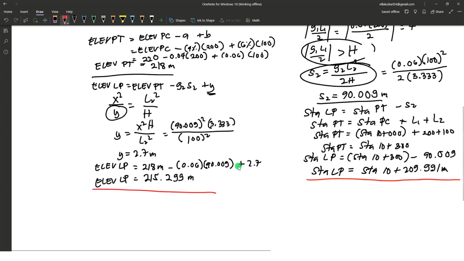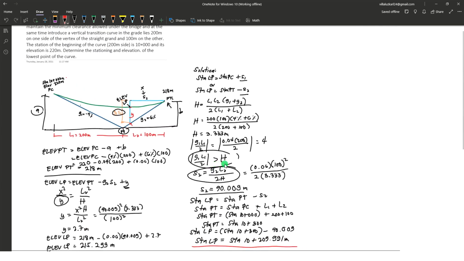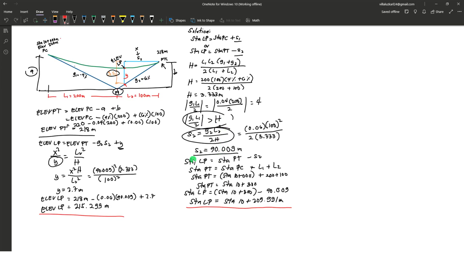Plus, my homework for you is to solve this using the second solution, by computing the grade of the common tangent, and verify that you have a similar answer on the lowest point, station, and elevation.